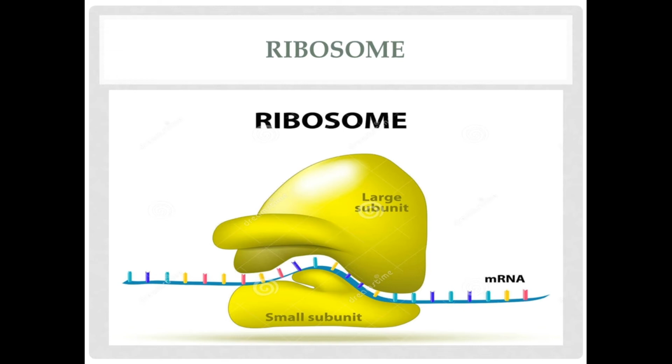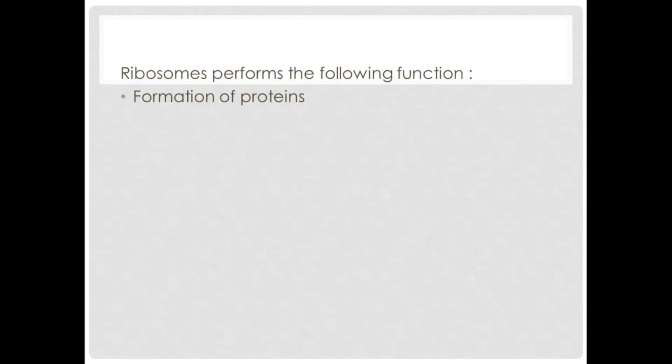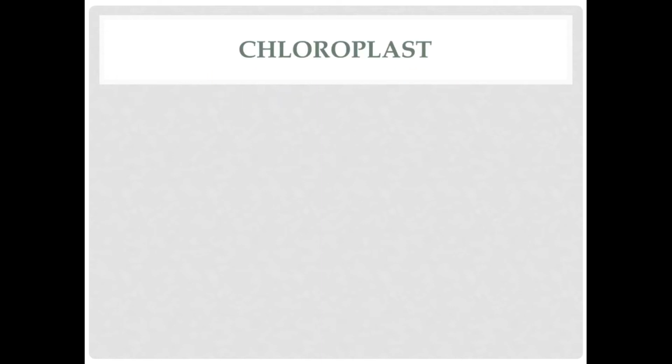Some ribosomes are free, that is, they produce proteins that remain in the cell, and others are attached to the ER, that is, they produce proteins for export. Now let's look at the functions of the ribosomes. The main function of the ribosome is protein synthesis.